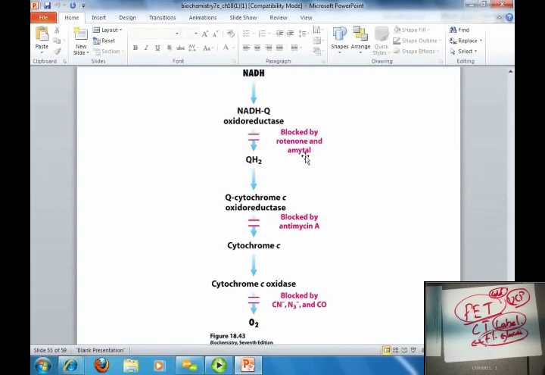And rotenone is also a poison. Amytal is a poison. Amytal is normally present in certain mushrooms. So you have to be very careful. And antimycin A is another compound which also blocks the chain.